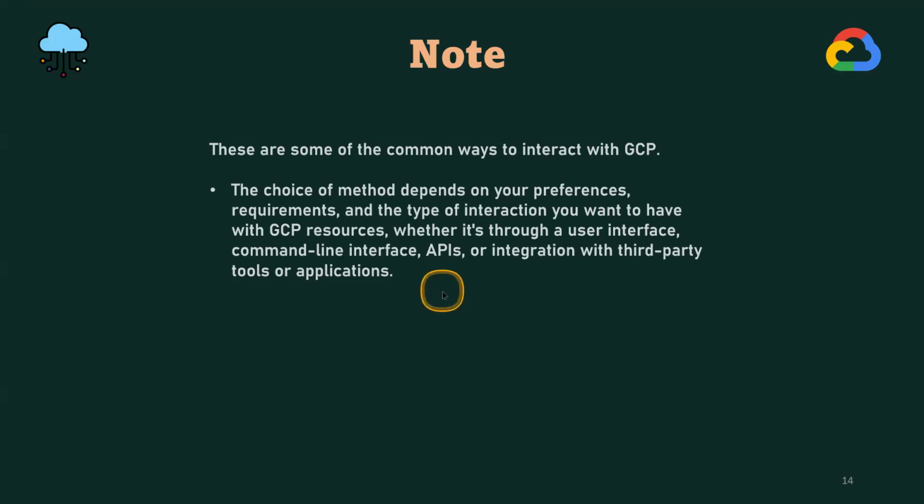If you have the flexibility to use any service in your company, you can go for console or Cloud Shell. It's totally your choice. Okay, that's what this point is. The choice of method depends on your preferences, requirements, and the type of interaction that you want to have with the GCP resources, whether it is via user interface, command line interface, APIs, or integration with third-party tools. Okay, so these are the common ways to interact with GCP. It totally depends on the requirement and the interaction that you want to have.